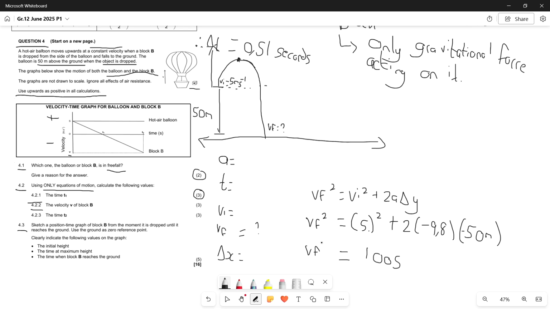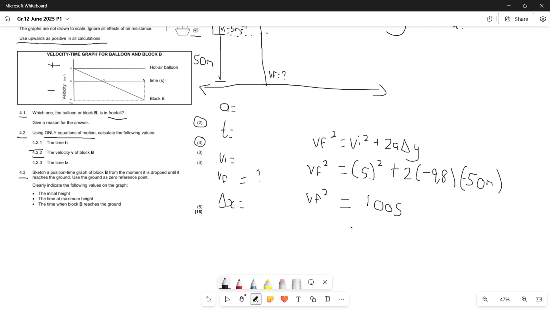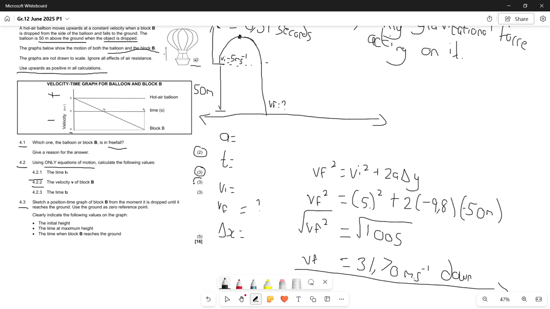1005 over there, big number, but this represents VF squared, which means we can just go ahead and square root this, and our final answer is 31.70 meters per second to the negative 1 down. Cool. And that just earned us 3 marks over there. And now we have the final velocity with which the block hits the ground.